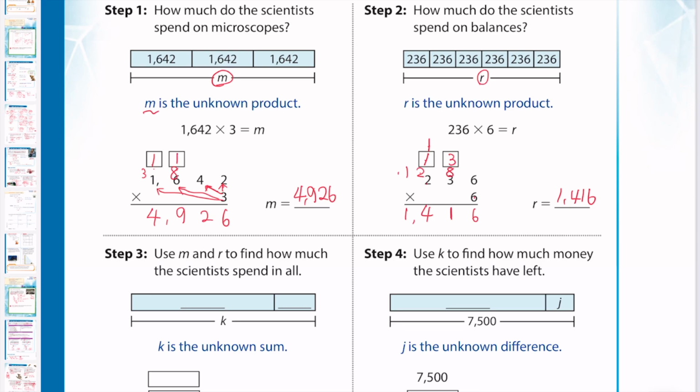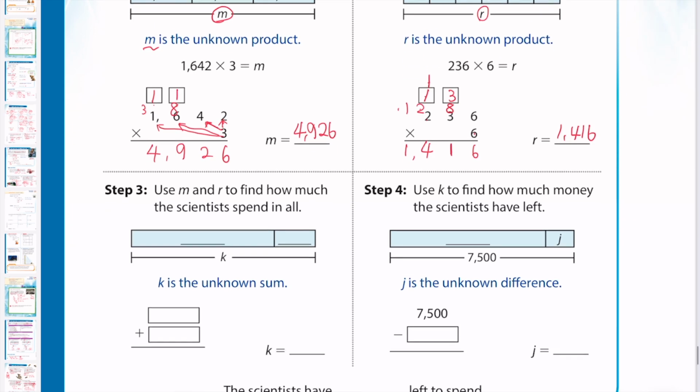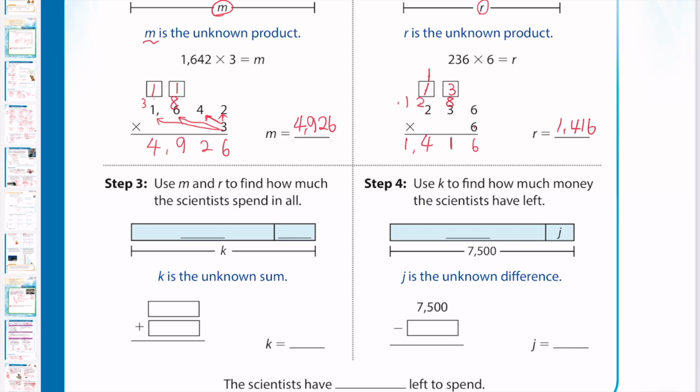Now we figured it out, what? How much they spend on microscope and balance. Now we need to add them together and then take away from 7,500, right? All right, let's go ahead. Step 3, this is the step that I just said. Use M and R, microscope and balances, right? To find how much the scientists spend in all.